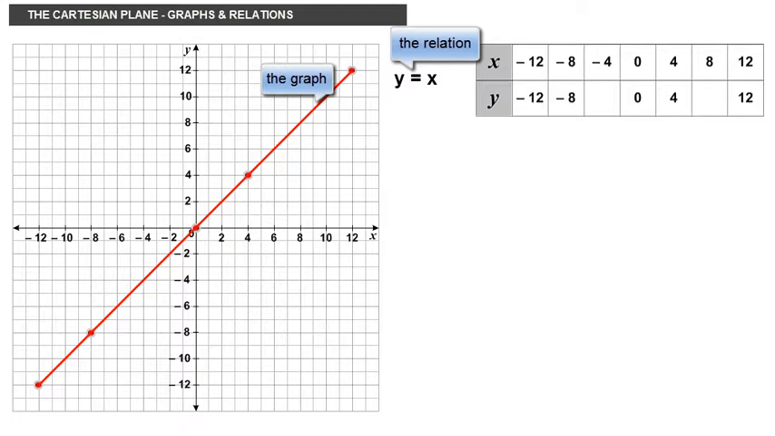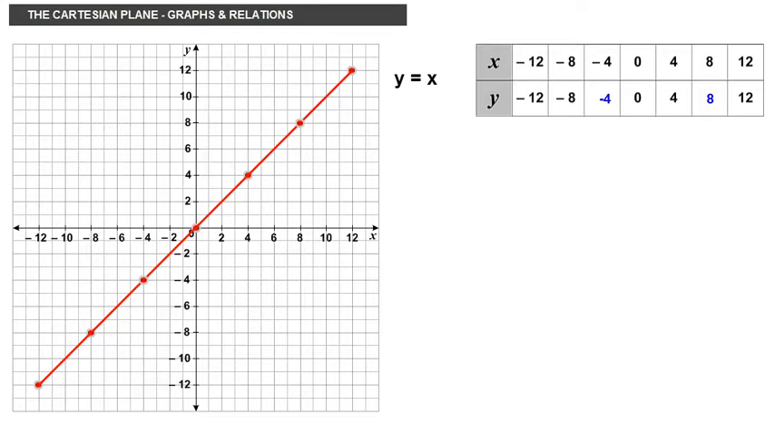How about those missing values of y that we chose not to evaluate? With the graph now representing the relation perfectly and accurately, we can use the graph to find the values of y. From the graph, when x equals negative 4, the value of y is negative 4. The coordinate of that point on the line is thus negative 4, negative 4. When x equals 8, the value of y equals 8. The coordinate of that point on the line is thus 8, 8. We can then enter the values into the table with confidence.